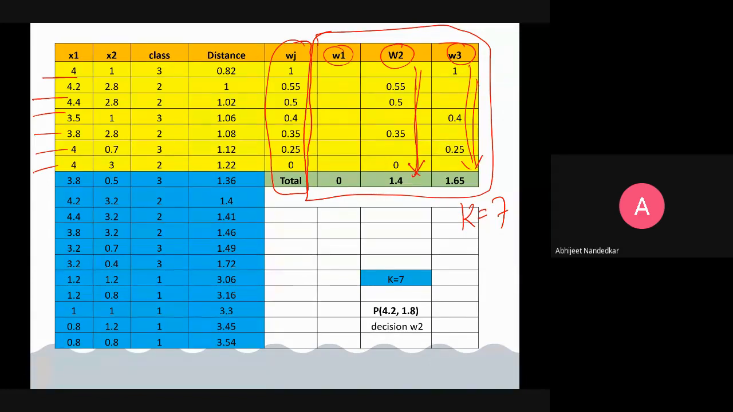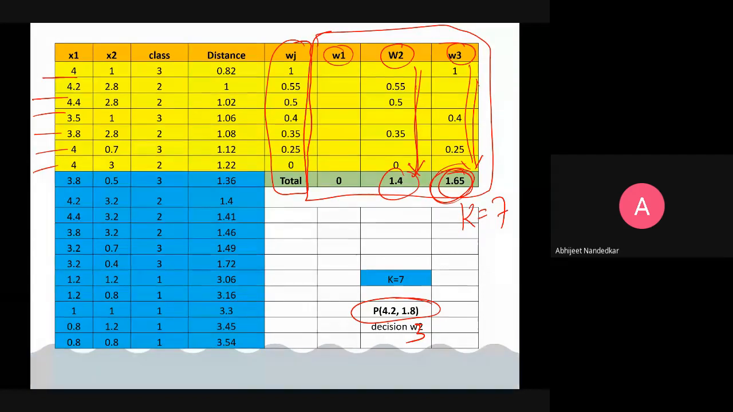Now here you will get 1.65 for omega 3 and 1.4 for omega 2. I think I have changed the pattern here. No? Earlier it was 3.2 in the previous problem. Now this is 4.2 and 1.8. So here the pattern is changed to 4.2 and 1.8. Still the decision should be omega 3, because it is producing the largest.